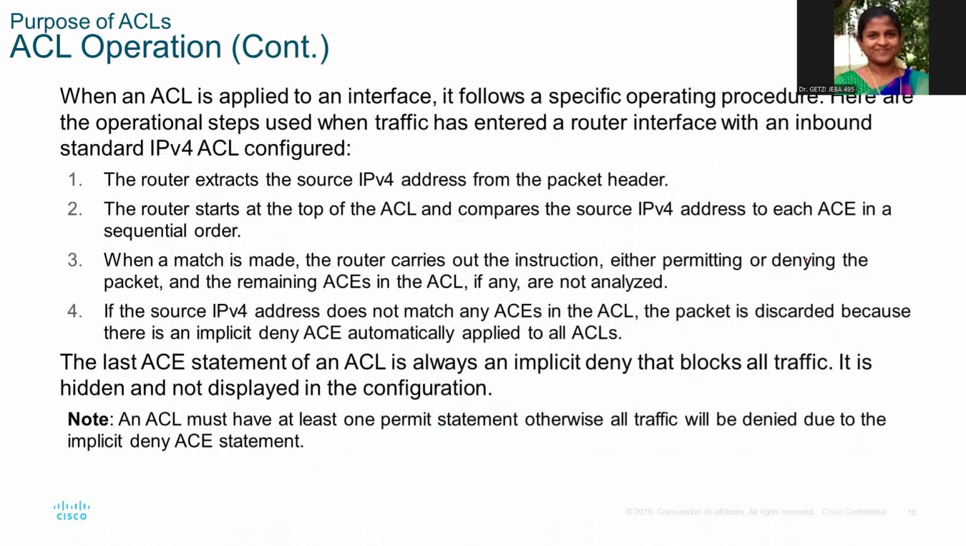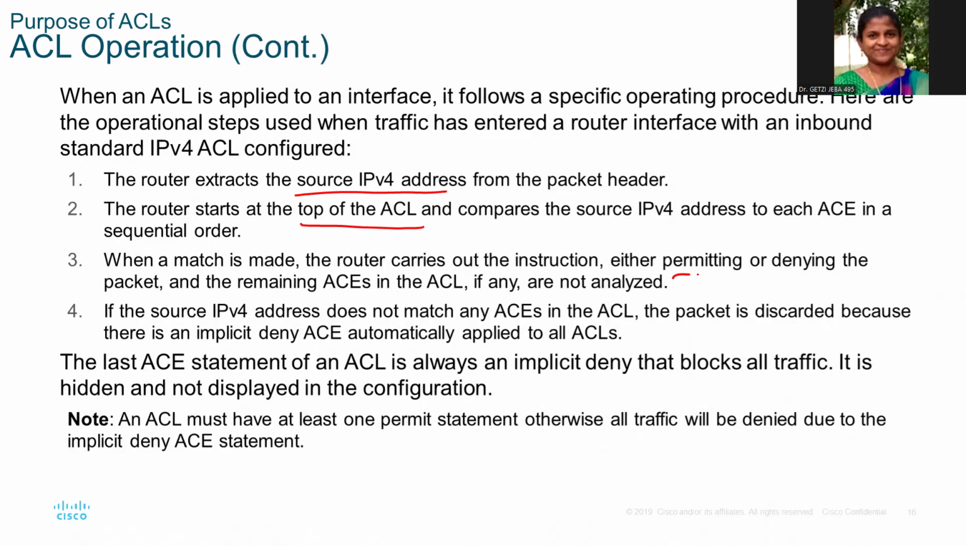So what actually happens with an access control list is that the router will extract the source IP version 4 address. There is a database of access control entries. The router starts from the top of the ACL and compares the source IP version 4 address sequentially, to decide whether to permit or deny.